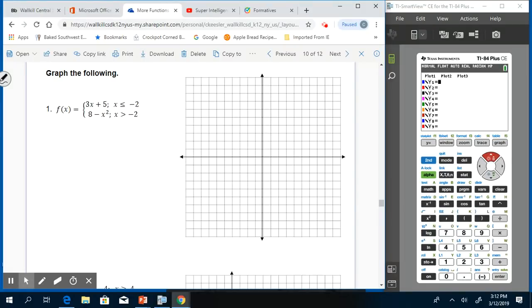So taking a look at number 1, we have two functions that we're going to be graphing. One looks like a linear function because it's in the format of y equals mx plus b. One looks like a quadratic function because it has an x squared term.